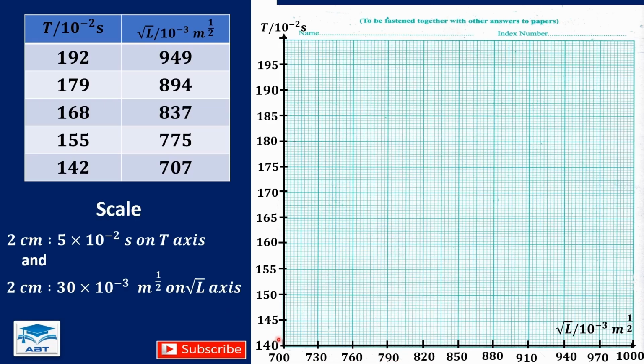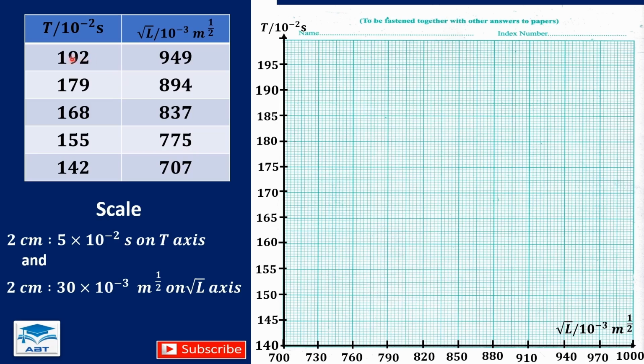So on the vertical axis, the distance between each big box is 5. And 5 divided by 10 is 0.5. So each small box on the vertical axis is going to be 0.5, meaning 2 boxes on the vertical axis is equal to 1. And on the horizontal axis, the distance is 30. 30 divided by 10 is 3. So each small box on the horizontal axis is going to be 3. So this is going to guide us to plot the graph.